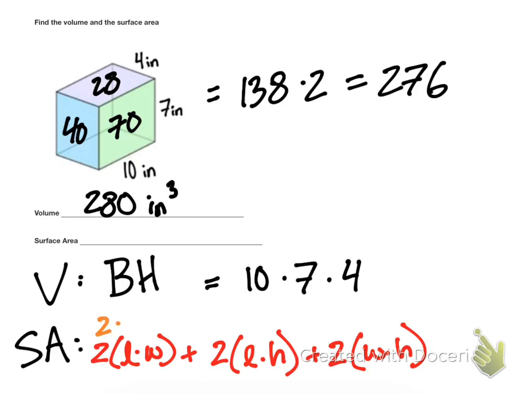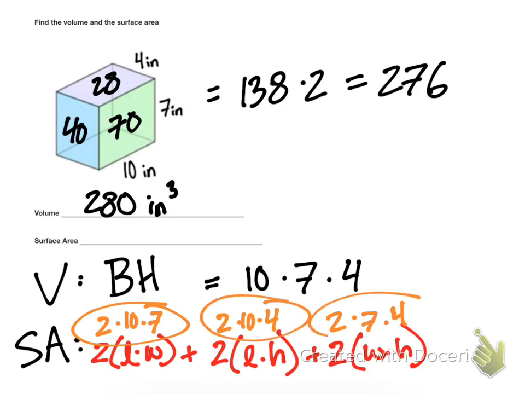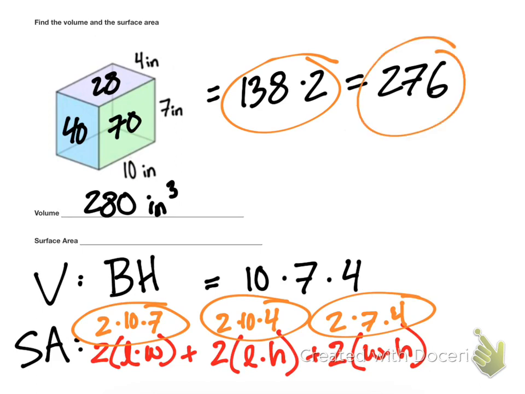2 times, and let's just say our length is the 10 and our width is the 7. Then we've got 2 times 10, and we'll say our height is 4. Then we've got 2 times, and we know our width was 7 and our height was 4. It's the exact same thing if you want 2 times 70, 2 times 40, 2 times 28, or 2 times all of them together. Exactly the same thing. So what we get for this answer is 276.